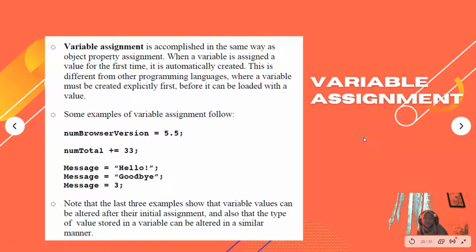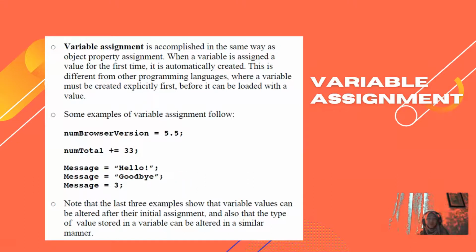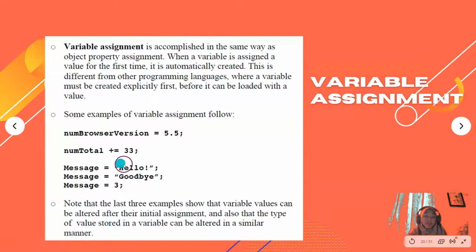How do you do variable assignment? This is the same as in other programming languages, using the assignment operator. For example, numBrowserVersion equals 1.5.5. Or you can use compound assignment: plus equal means numTotal equals numTotal plus 33. In JavaScript, as I mentioned, data types are very flexible. The first one, message equals hello, is a string.